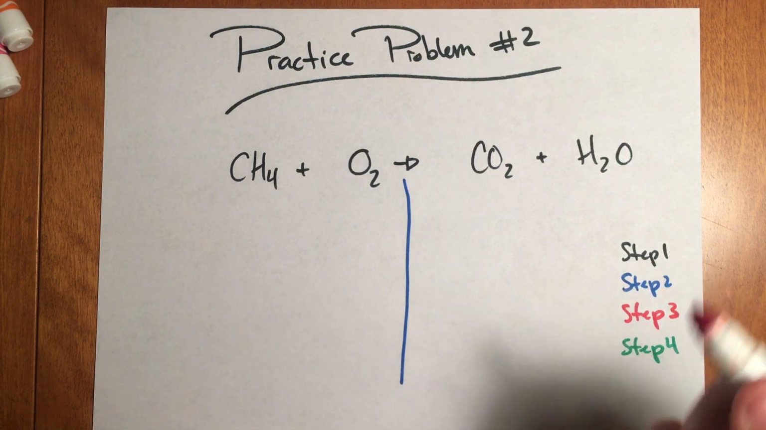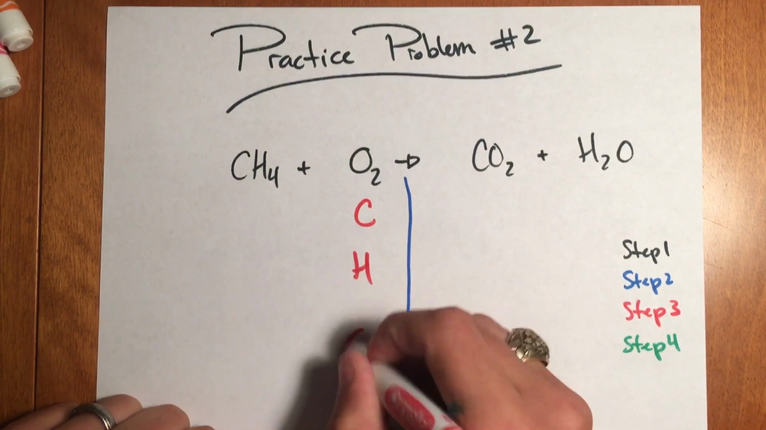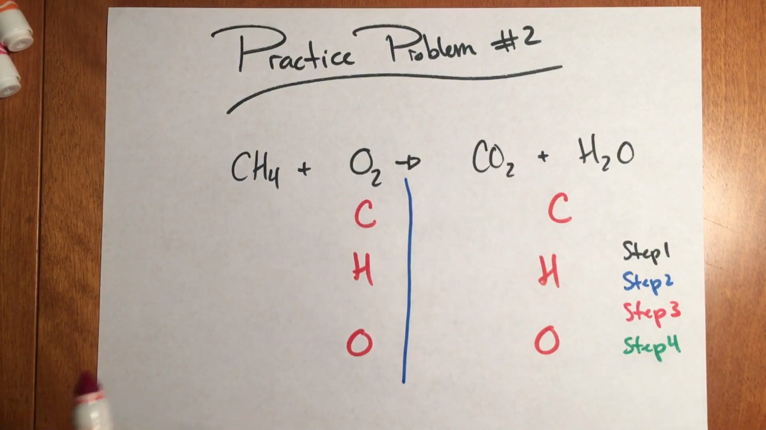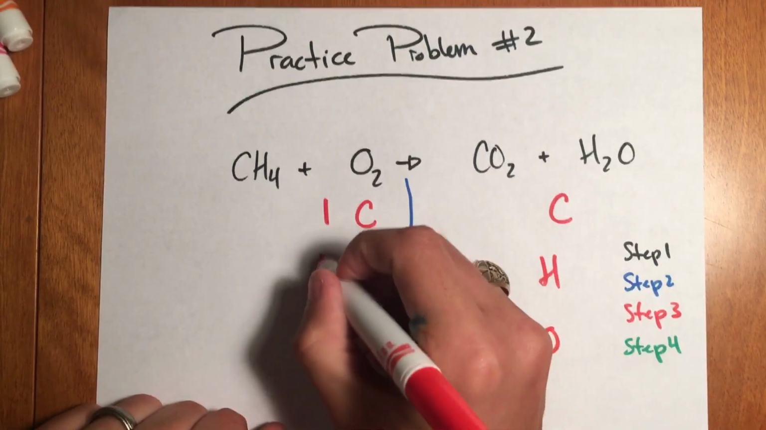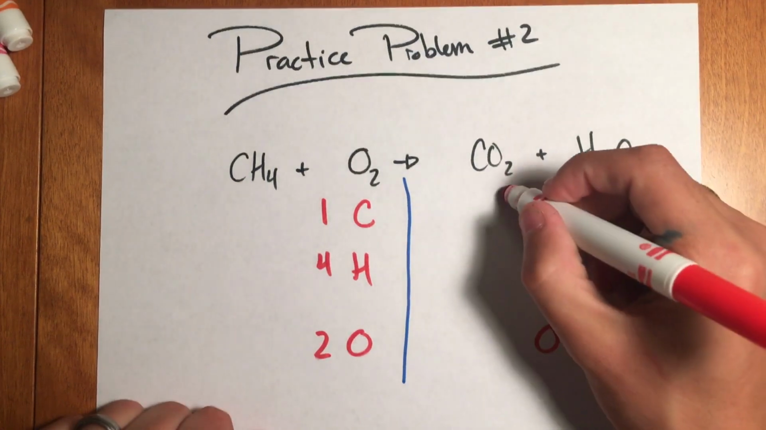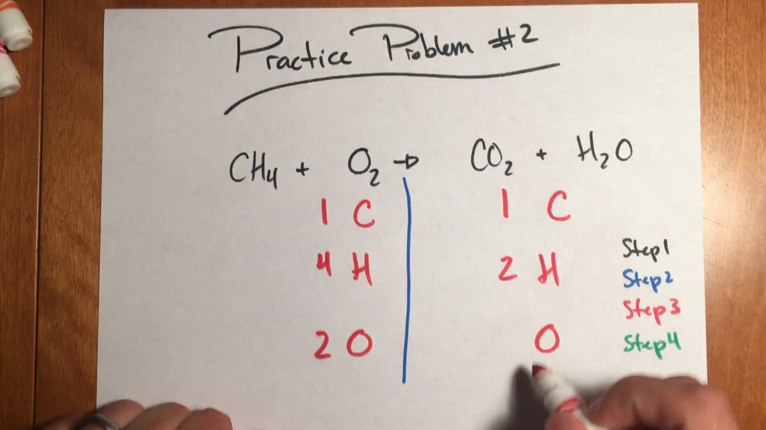Then we need to count how many atoms we have of each element on each side of the equation. So we've got only 3 elements in this equation. We've got carbon, hydrogen, and oxygen. We can write that the same way on both sides. And then we count up how many we have. So on this side, we've got 1 carbon, 4 hydrogens, and 2 oxygens. On this side, we still have 1 carbon, then there's 2 hydrogens and 3 oxygens.